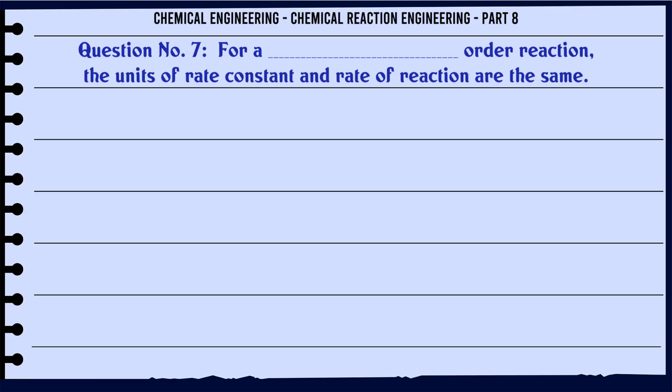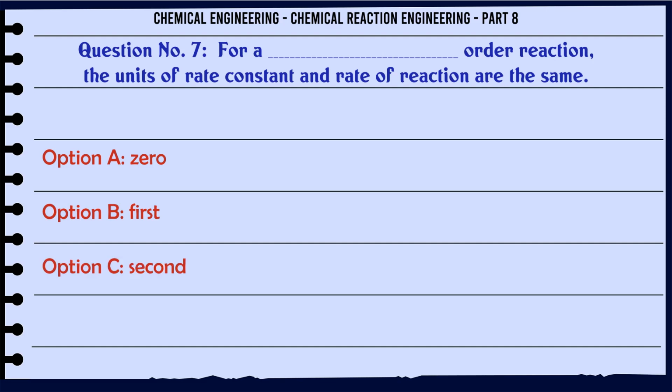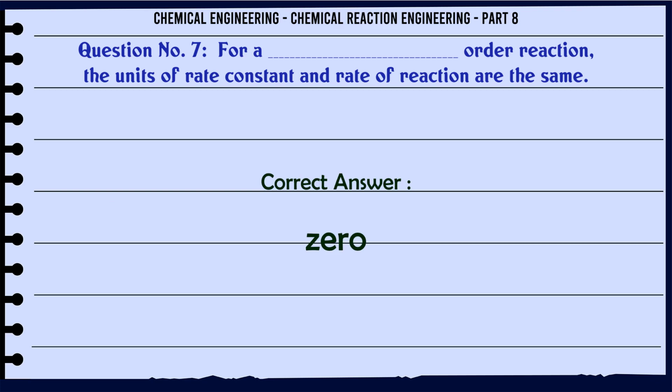For an nth order reaction, the units of rate constant and rate of reaction are the same. A. 0. B. First. C. Second. D. Fractional. The correct answer is 0.